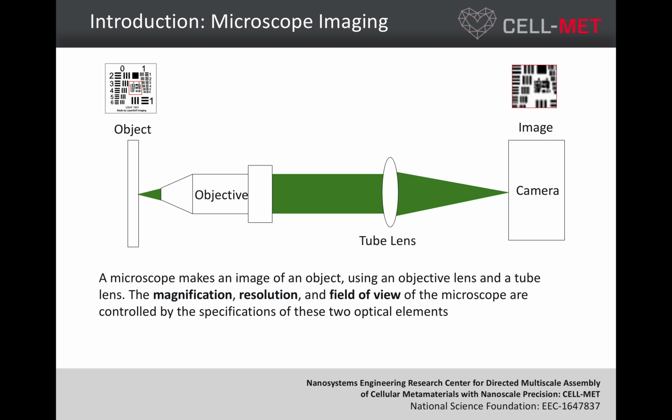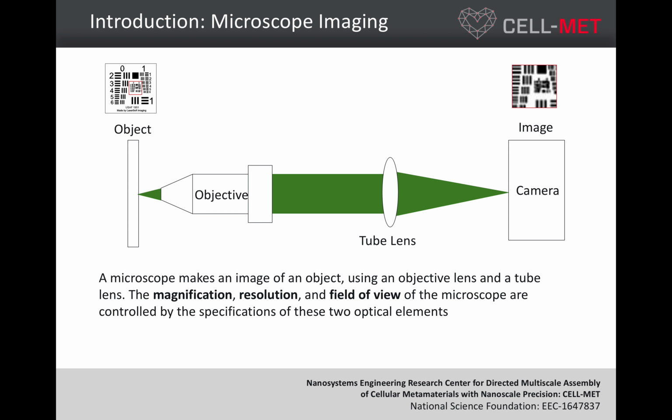So here's the introduction part. So let's start with the simplest microscope, which you can see here. So a microscope makes an image of an object with an object here and a tube length here. And imagine that if you have an object like this, like an Air Force target here, and you really want to see what is the pattern inside this small area. What you can do in this case is that you put it under a microscope, and you can see an expanded or enlarged image on the camera. So that in this way you can magnify the image that you want to observe.